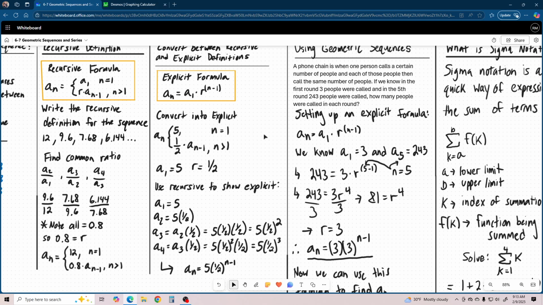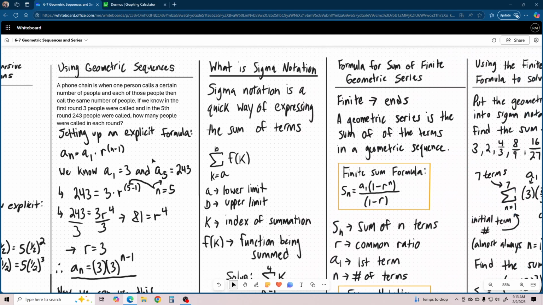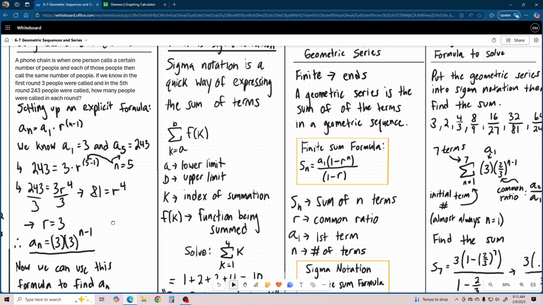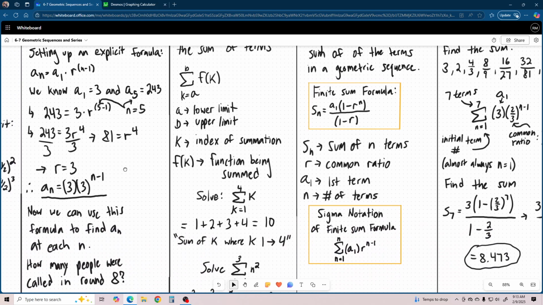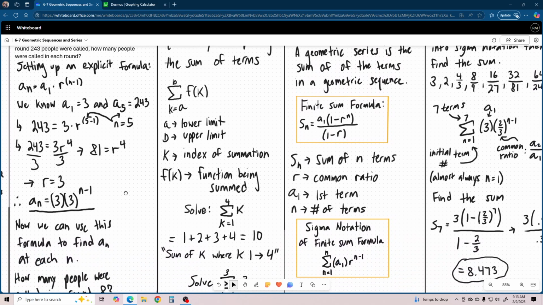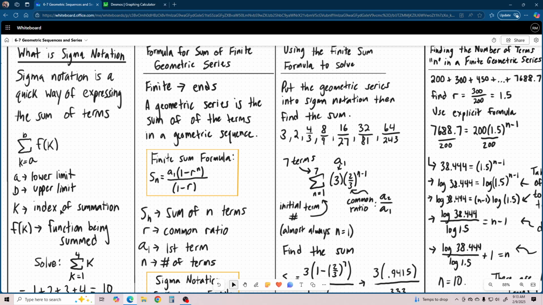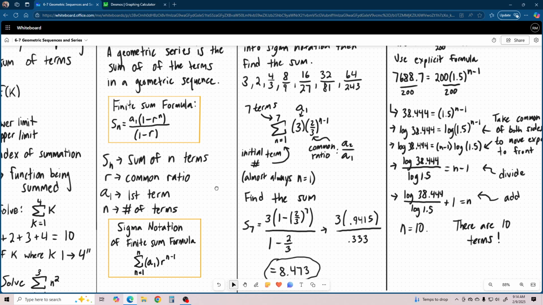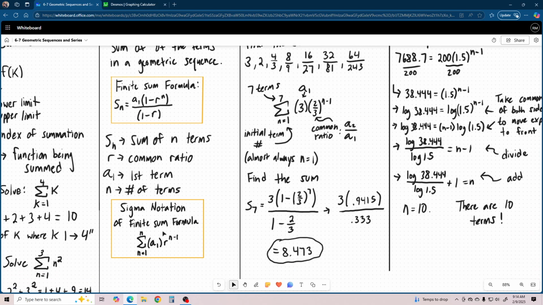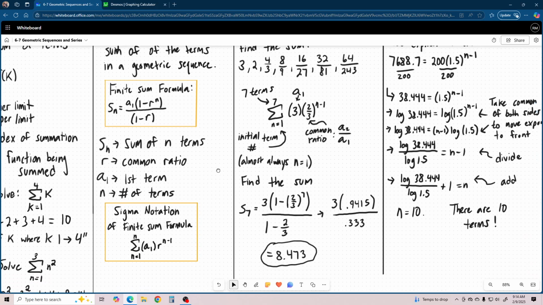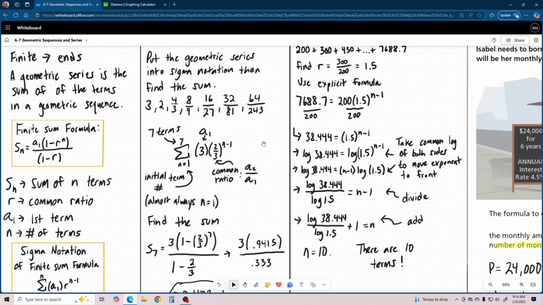Once we know our explicit formula, we can talk about actually finding the sum of these things. This was us just plugging in, using the explicit formula to solve a problem. And then we used sigma notation to understand what sums are, and we understand that sigma notation is an easier way to write the sum. And then we took our finite sum formula, and we plugged that into the sigma notation, so that now we have a form we can use to actually solve more complex problems.